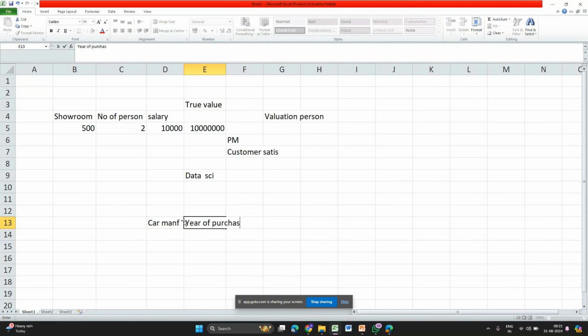Can I say like this? Model of the car, whether it's a base variant or mid variant or high variant, and where the registrations happen. This is also very, very important.